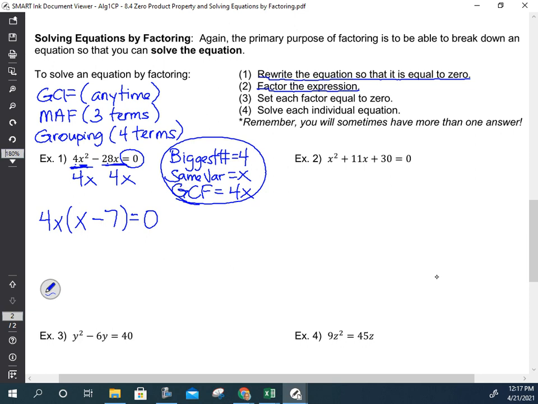So, inside the parentheses, can I use MAF? Can I use MAF on this? No. Why not? There's only 2 terms. How many terms do you need? 3. It's 2 terms. You need 3. So you can't do MAF unless you have 3 terms. So this is factored. We're done with step number 2.